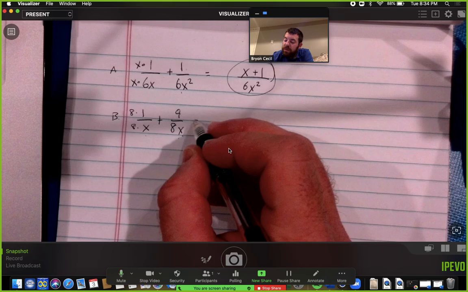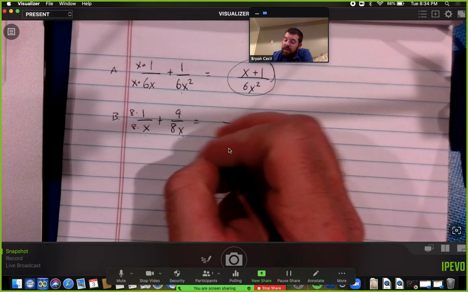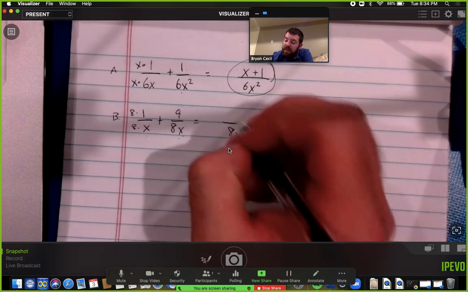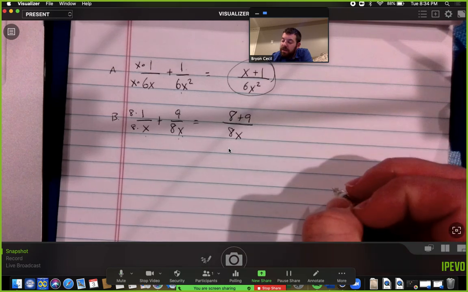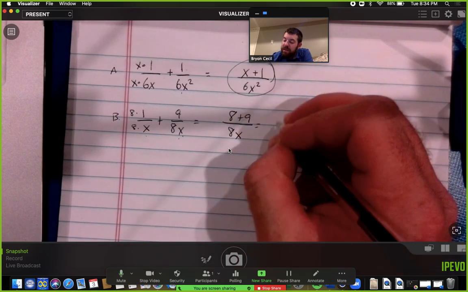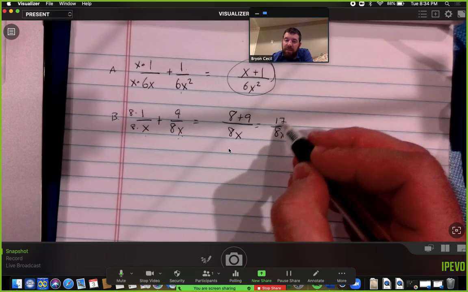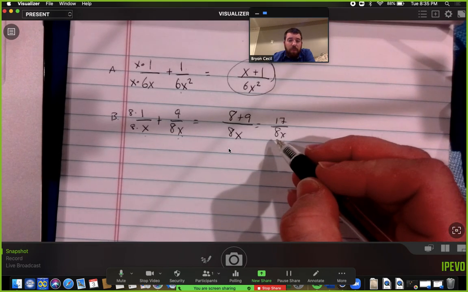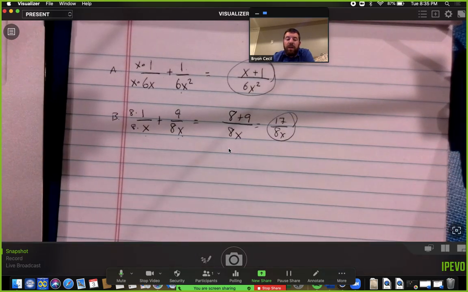So what we can do is combine them now, as 8x is both the denominators. 8 times 1 is 8 plus 9. And so now I have like terms and I can combine those. And 8 plus 9 gives me 17 over 8x. Now ideally, if 17 and 8 had a common factor, we could break that down even more, but they don't. So 17 over 8x is my answer.